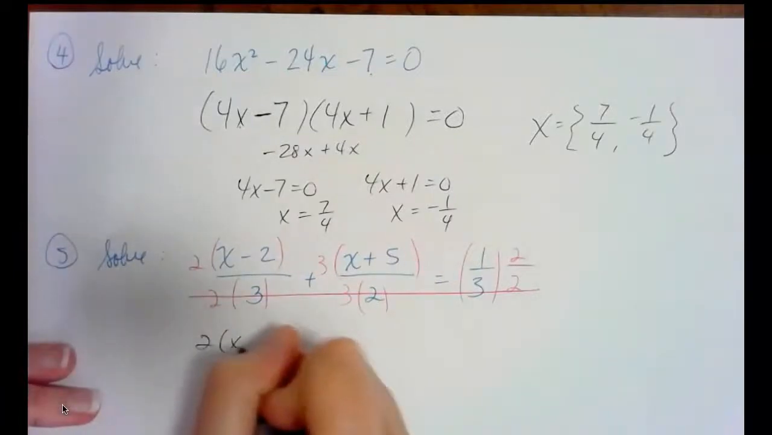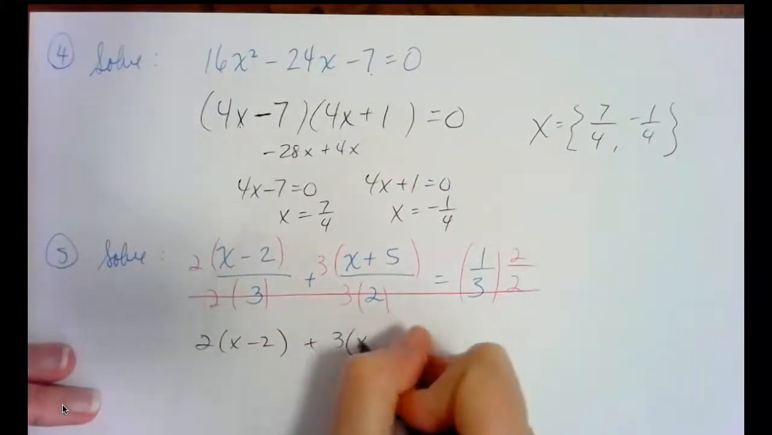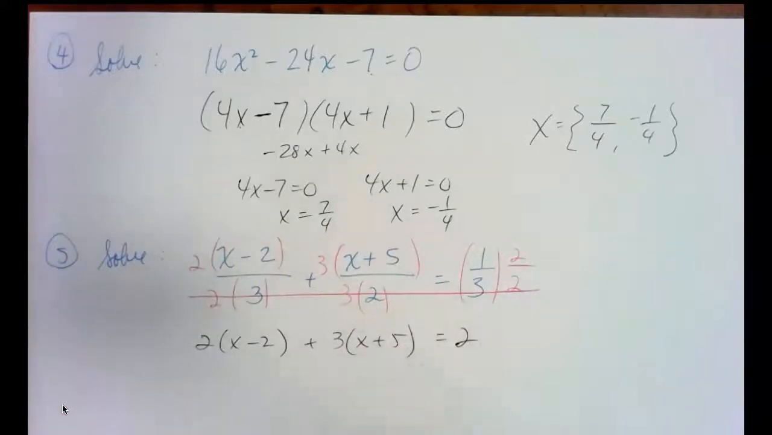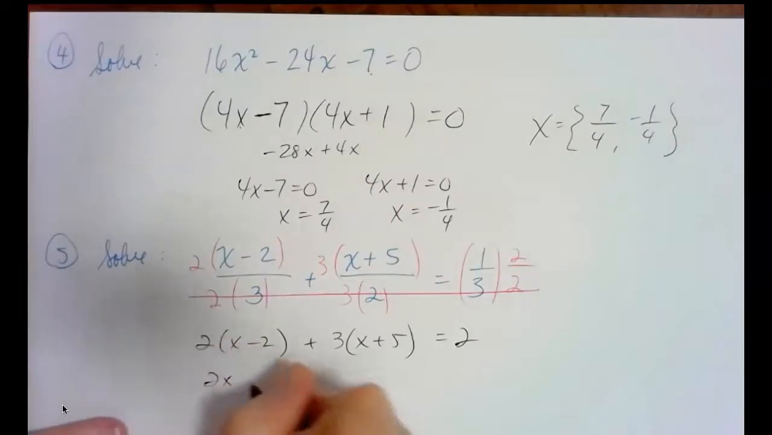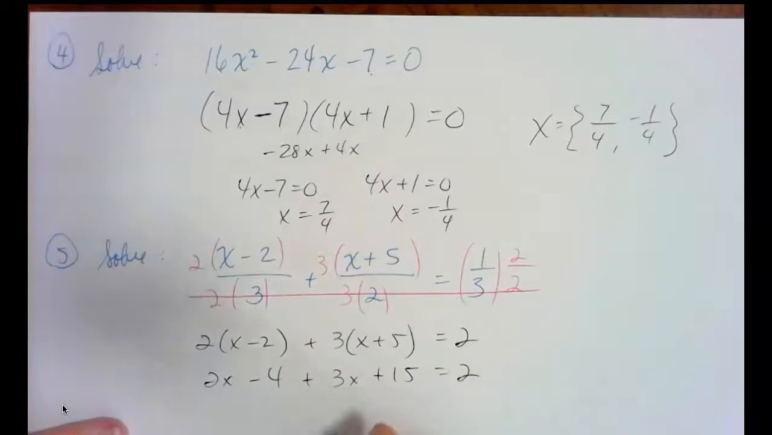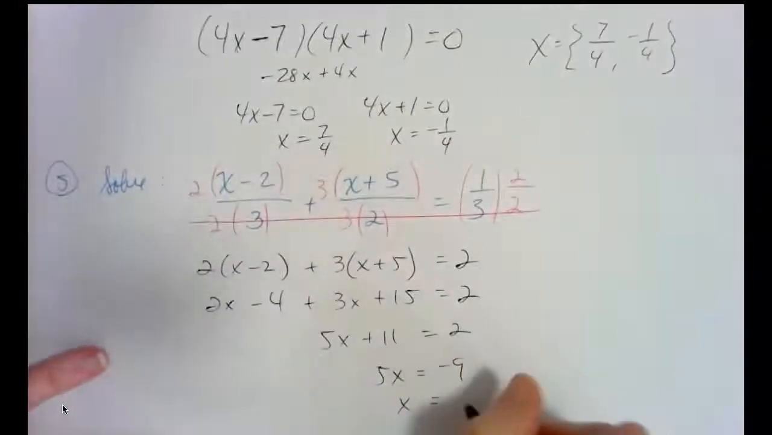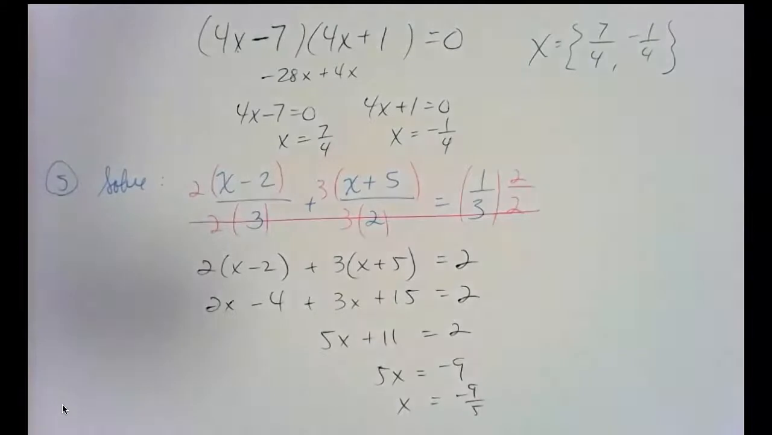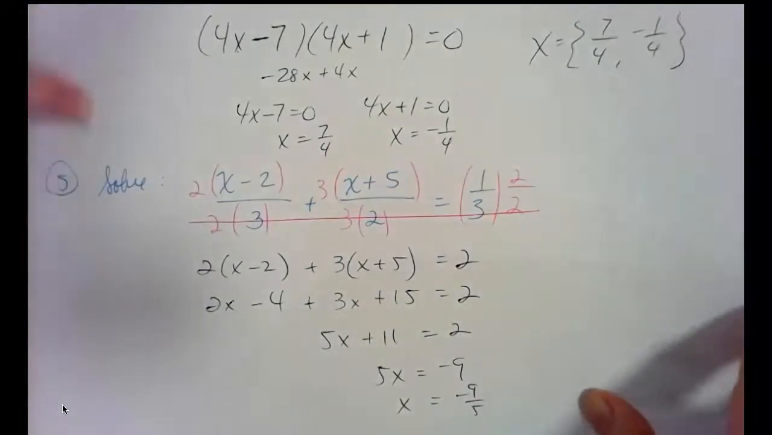So now we have 2 times x minus 2 plus 3 times x plus 5 equals 2. This, of course, is a very basic one. The next one is a little bit more exciting. Combine the like terms. 5x plus 11 equals 2. 5x equals -9. X equals -9/5. That's number 5.